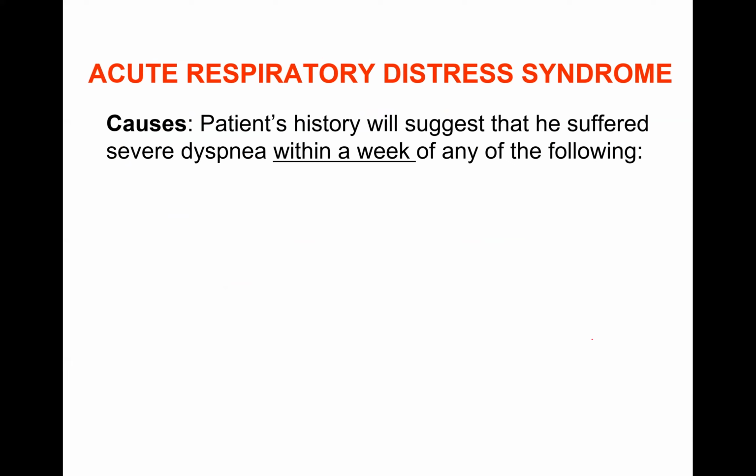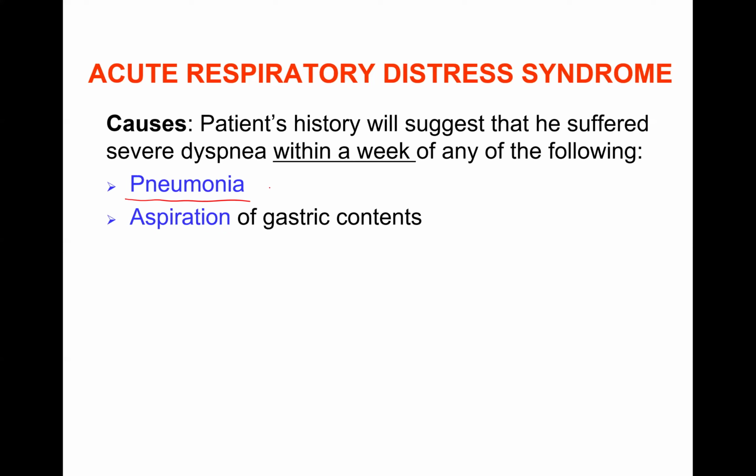Causes: we already understood briefly. If you see a case scenario in the exam, the patient's history will suggest that he or she suffered severe dyspnea within a week of any of the following. It can be local lung damage, where both lung fields, the alveoli, are damaged, due to pneumonia within a window period of 7 days, or aspiration of gastric contents into the lungs, aspiration pneumonia.